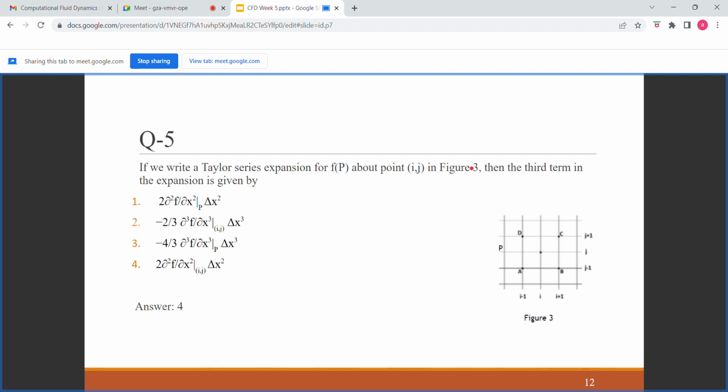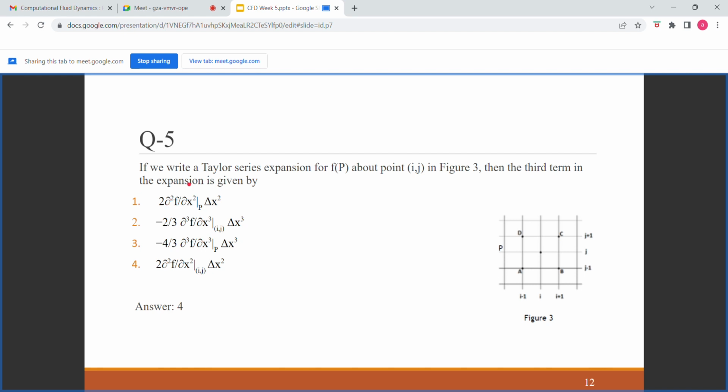involves the second derivative. So it must be either option 1 or option 2. It is dou square f by dou x square into delta x square by 2 factorial. Here delta x is 2 times delta x. So it is 4 times delta x square by 2 factorial. So 4 by 2 gets cancelled and only 2 remains in the numerator.